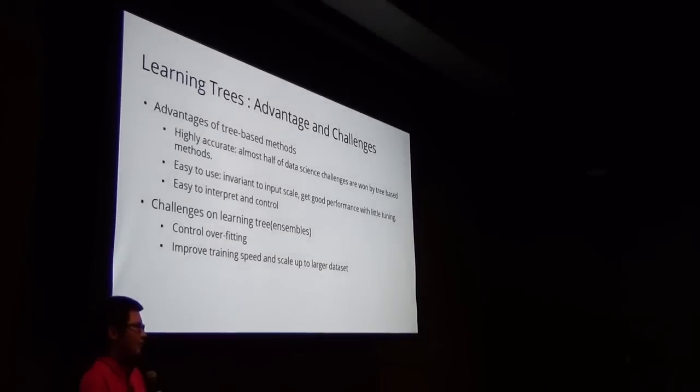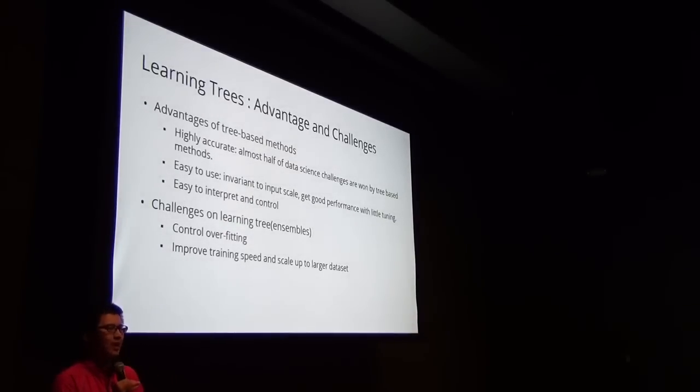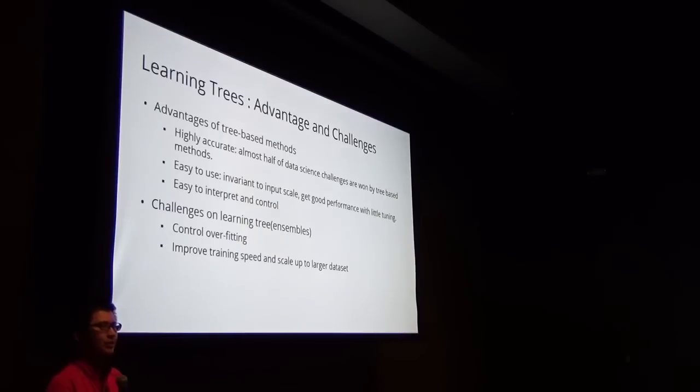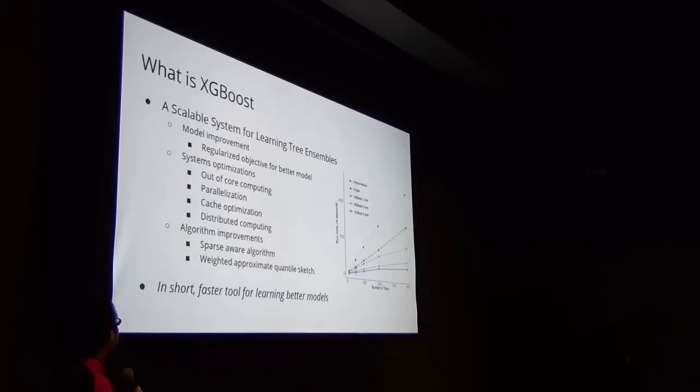However, there are still a few challenges in tree-based models. The first challenge is that because this model is so powerful, we still need ways to control overfitting, so that we can generalize our predictions well on a test set. The second challenge is that we are getting more and more data, so we really need to build scalable solutions for this type of algorithm.